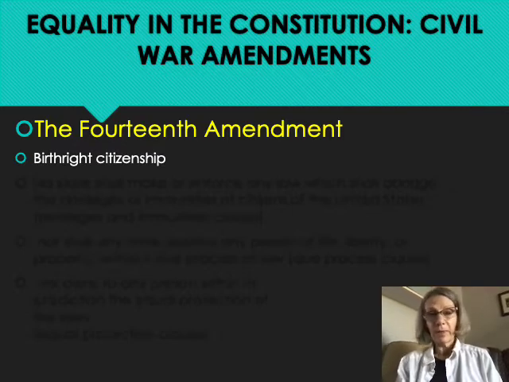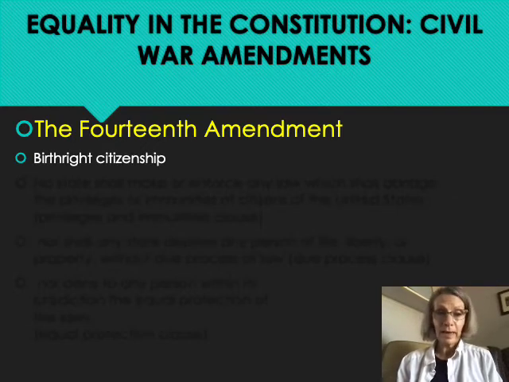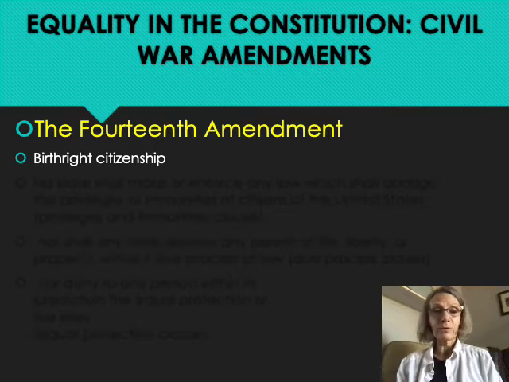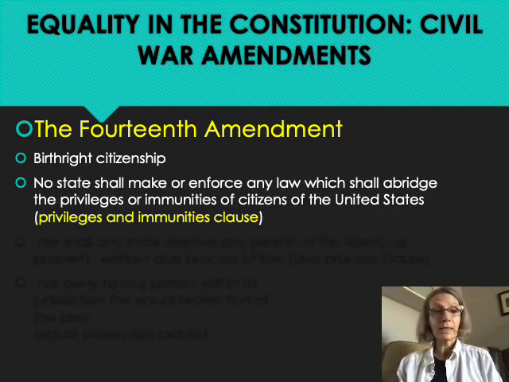And so the 14th Amendment takes all that off the table. It basically says, if you're born here, you're a citizen. End of conversation. And so that makes sure that all former slaves and all people who are born of former slaves are all citizens of the United States with the same rights and duties and obligations as all other citizens.